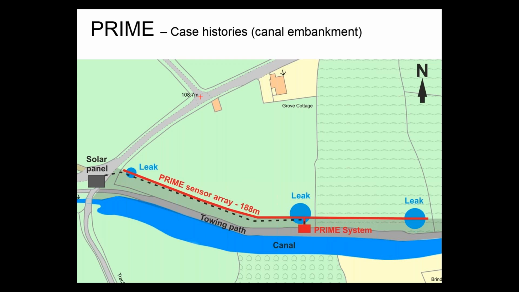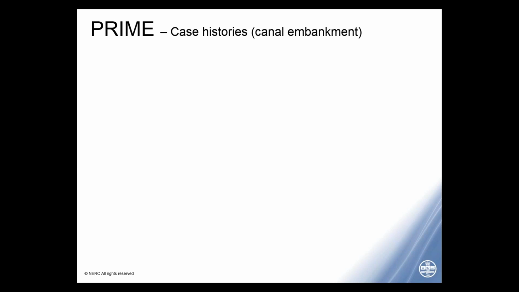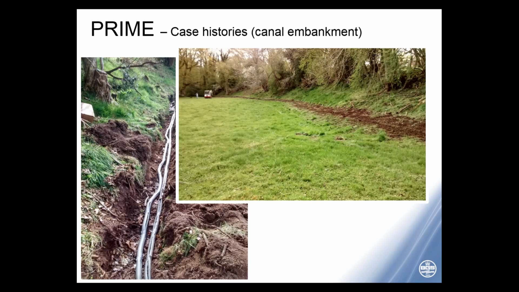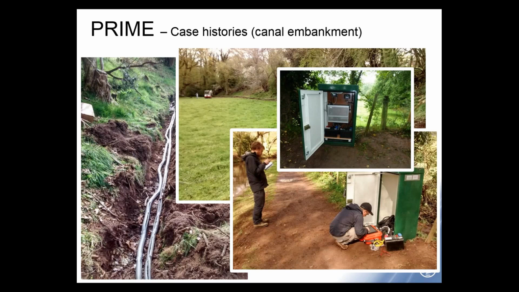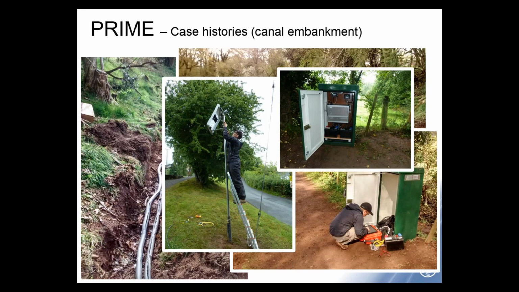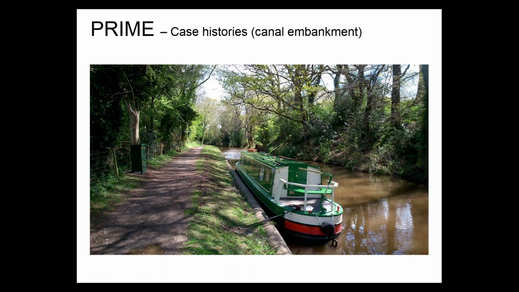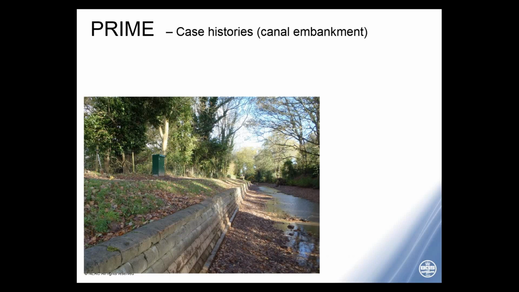We installed a monitoring array along the toe, attached to the PRIME system sitting on the towpath. So here we can see the sensors going in at the toe of the embankment, the PRIME system being installed on the towpath. And then after installation, all that could be seen of the system was the little enclosure sitting on the towpath. All the sensors were buried just below ground level for protection, to avoid vandalism or animals chewing through cables, etc.